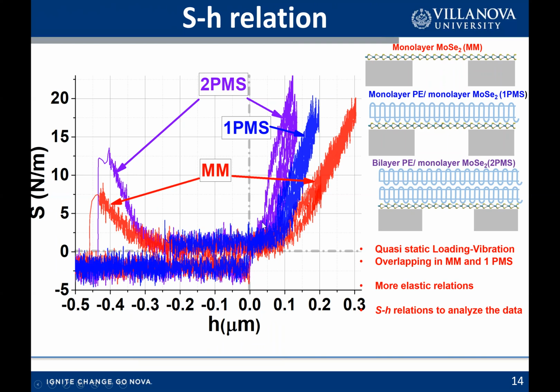So we can see in these curves, the loading and unloading part is quite matching. So it means there is lesser inelasticity as compared to the load versus displacement curves. We can say there is some inelasticity in 2PMS and 1PMS, that is loading and unloading are not following each other, but this type of inelasticity is much lesser than that observed in load versus displacement curves. So the stiffness versus displacement is more reliable than load versus displacement data. That's why we have chosen stiffness versus displacement data.